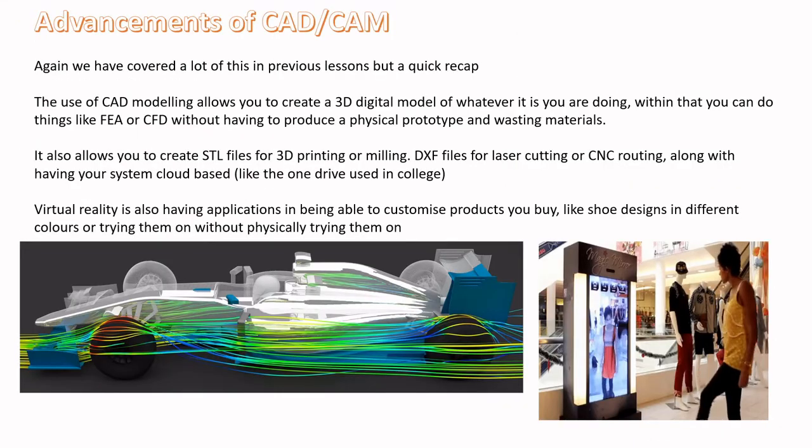So then you've got the advancement of CAD and CAM. We've talked about this quite a lot as well. The use of ideas like CAD modeling lets you create a 3D digital model of whatever it is you're doing. So then you can do things like we talked about, finite element analysis and computational fluid dynamics, to digitally test a product rather than physically test a product, without wasting materials and that sort of thing. It allows you to create things like STL files, which you can use for 3D printing and milling, and DXF files that will let you laser cut and CNC route, along with having cloud-based systems like the OneDrive that we use in college.